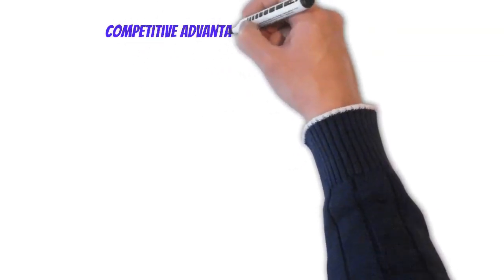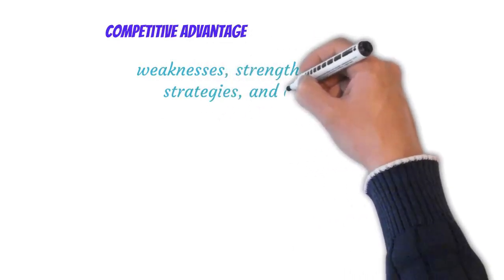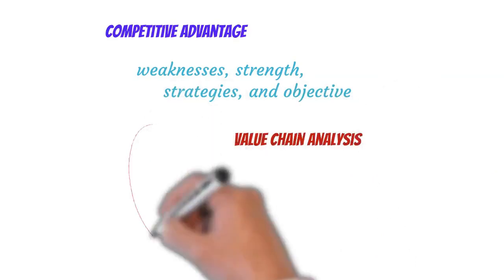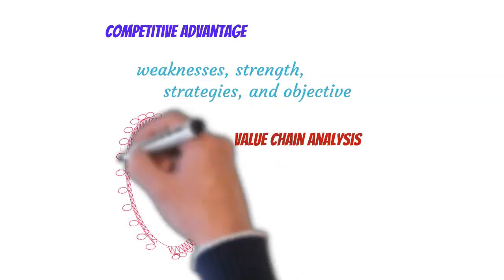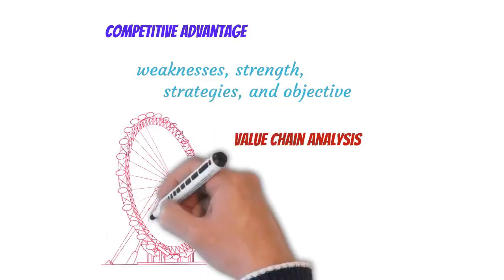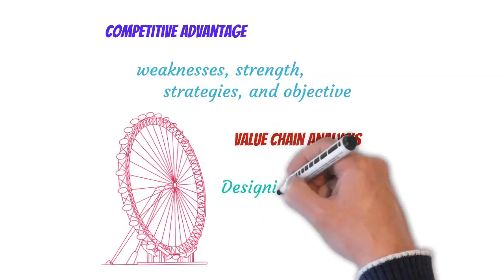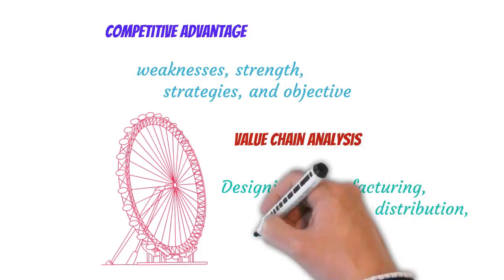Let's take a look at the model for achieving competitive advantage. A company must analyze competitors' weaknesses, strengths, strategies, and objectives using the value chain analysis to diagnose business activities of competitors from start to finish. The objective here is to find out areas you can improve and do better than your competitors. A firm performs many activities to arrive at the end result of a product or service. This includes designing, manufacturing, marketing, distribution, and after-sales support services.